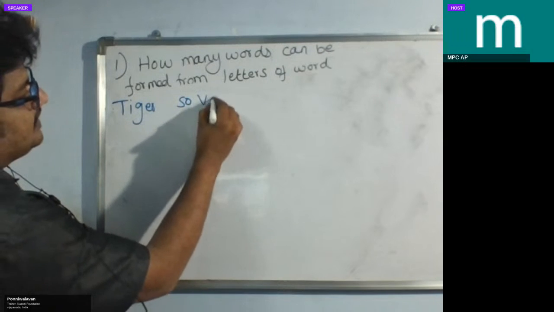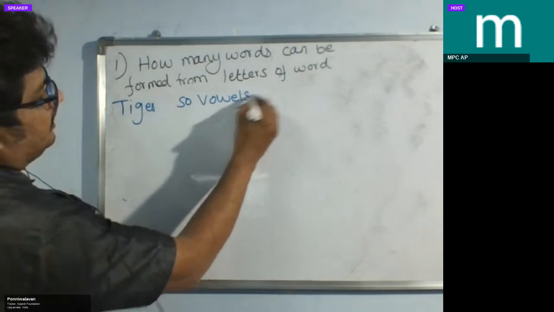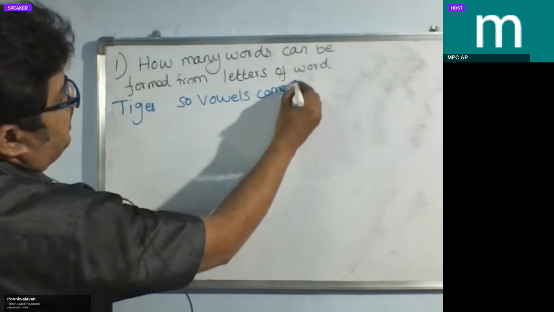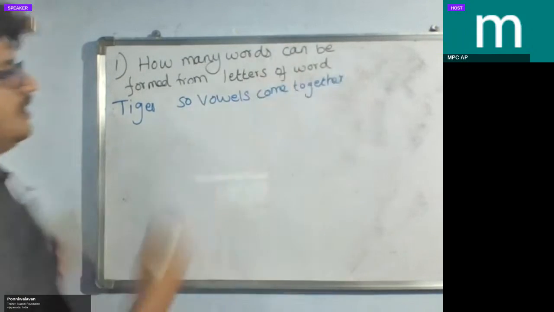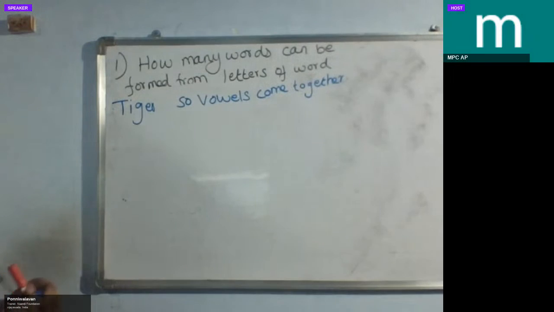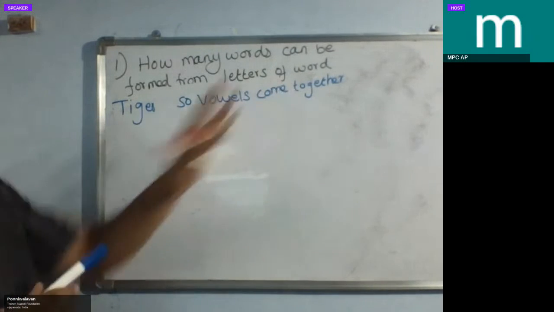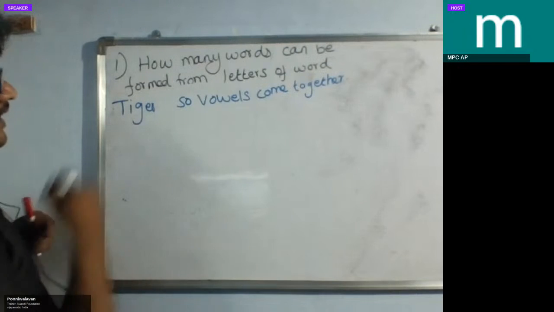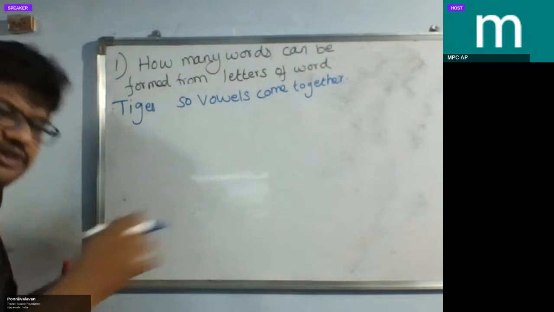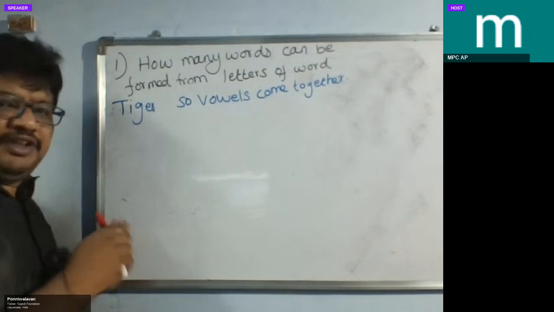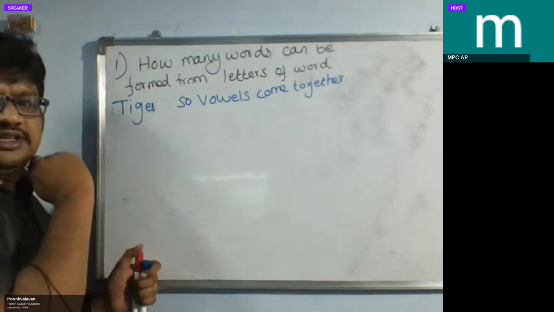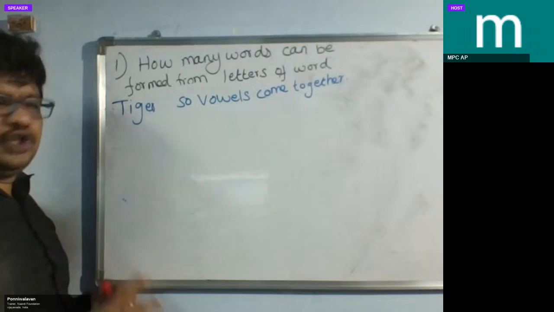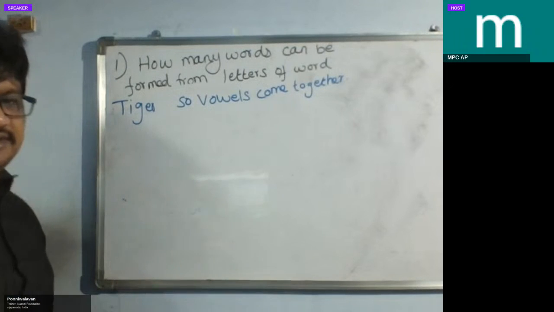So, vowels come together. Okay, now, till now, do you have any condition in previous questions, that this should come like this? No. But here there is a condition. What is the condition?